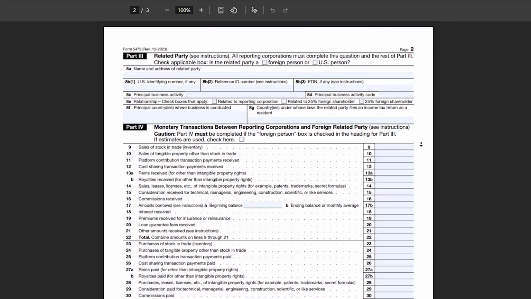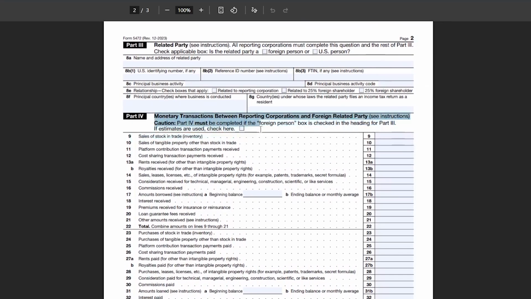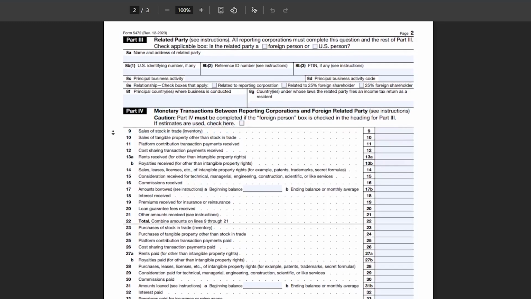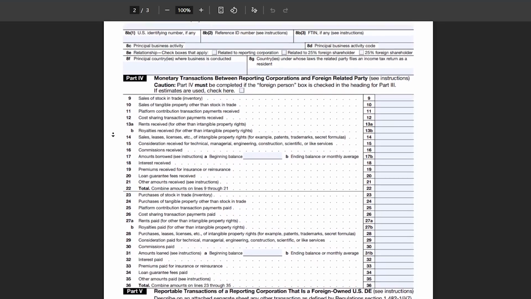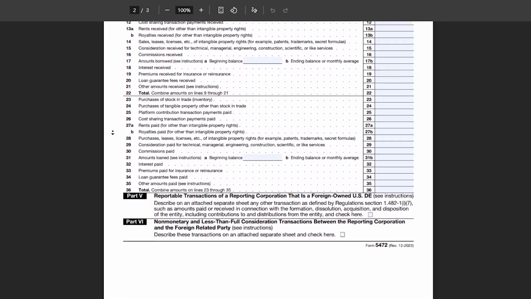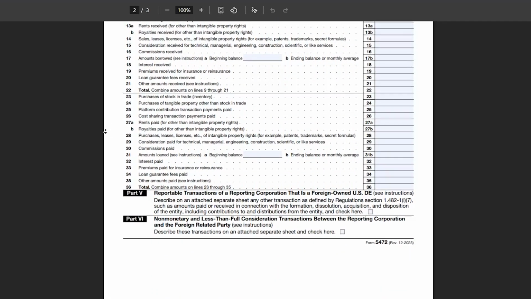Part 4 reports monetary transactions between the LLC and the foreign related party. This includes sales, services, rents, royalties, loans, interest, and other payments. You must report both amounts received and amounts paid.